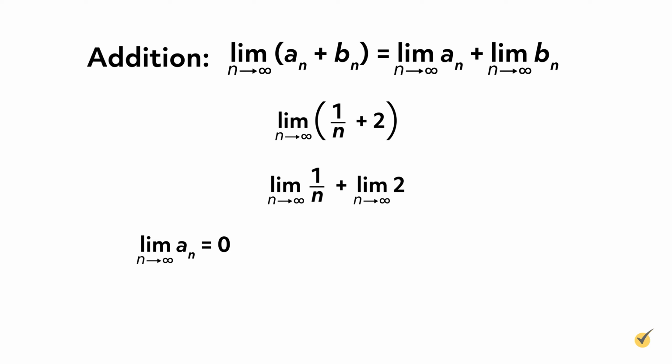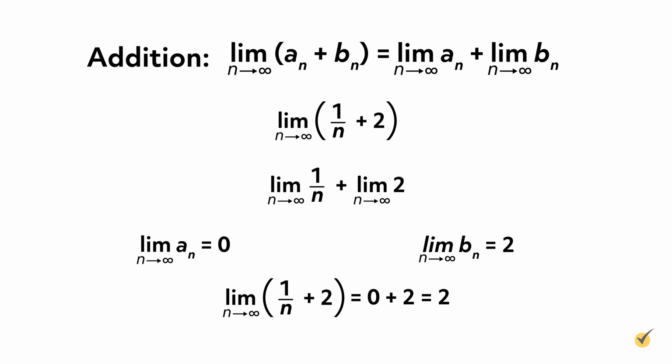The sequence represented by b sub n equals 2 looks like this. Since every term is 2, the limit is 2. This is kind of obvious since it has nowhere else to go. Anyway, since we know the limit of the 2 parts, we can now add them together. So the limit as n approaches infinity of 1 over n plus 2 is equal to 0 plus 2, which equals 2.